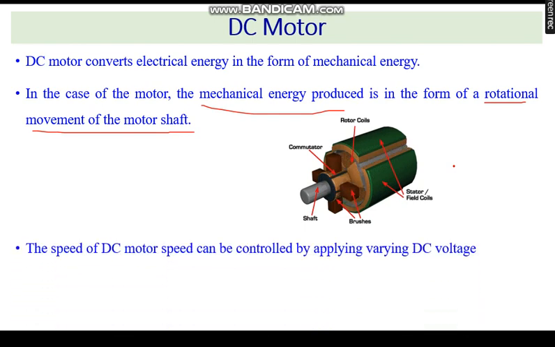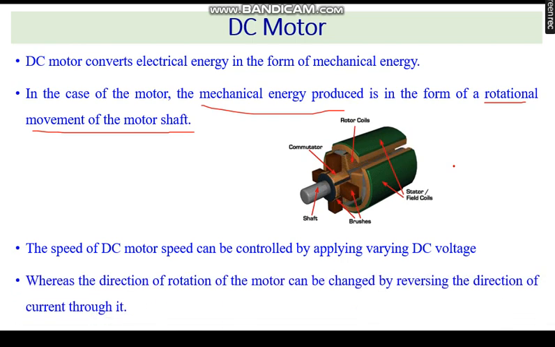The speed of a DC motor can be controlled by applying a varying DC voltage. If we apply 5 volt, the motor will run with more speed. If we apply only 2 volt, the motor will have a speed less than high speed. So in short, by varying the DC voltage, we can vary the speed of the DC motor. Whereas to change the direction of the motor, we can change its supply, so reversing the direction of current will change the rotation of the motor.